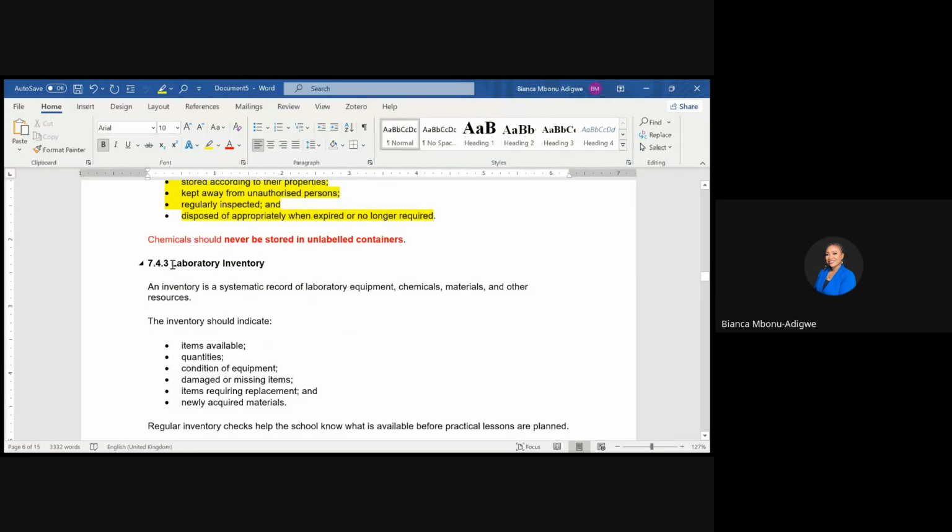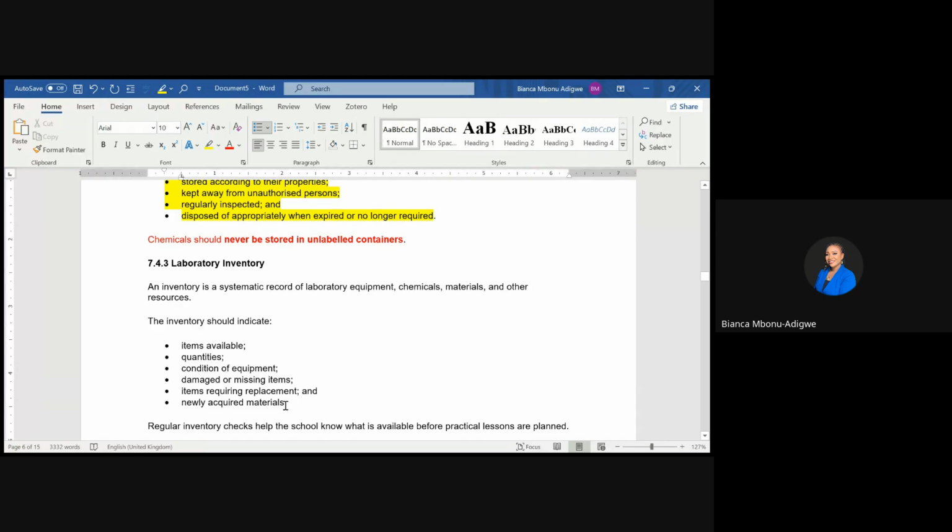We also talked about the laboratory inventory, and we said it's just like taking stock in your shop. So it is a record of everything in your lab, from equipment to chemicals to materials, even books and pens. So it should always show the items that are available, the quantities available, the condition of the equipment. Is it damaged? The ones that are missing, the ones that should be replaced, and the ones that are new.